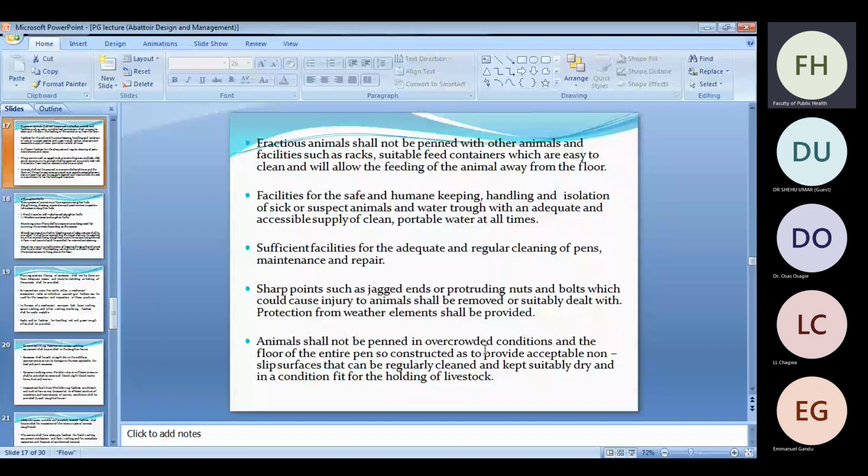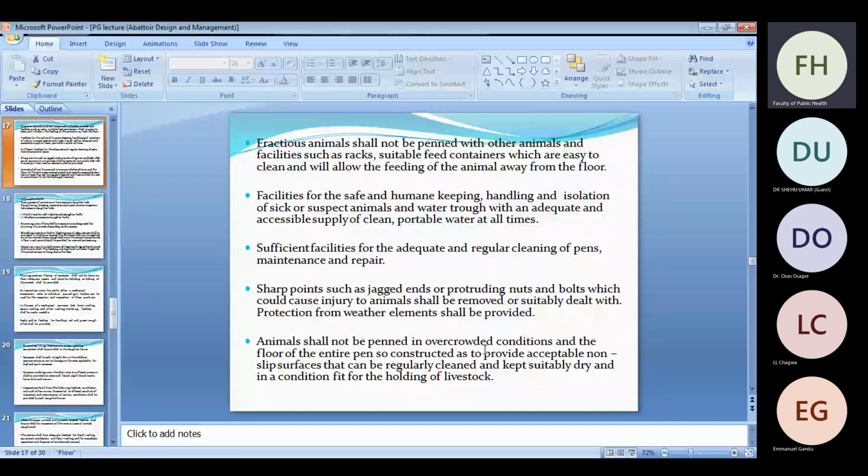Another point you must know is that sharp points such as jagged ends or protruding nuts or bolts, which could easily injure animals, should be removed as soon as noticed. Protection from weather elements should also be provided. When the weather is harsh, the animals should be shielded from cold, and excess heat should not be allowed in the lairage. Overcrowding should also be avoided. That's why we talk about specific requirements for keeping these animals in a lairage.